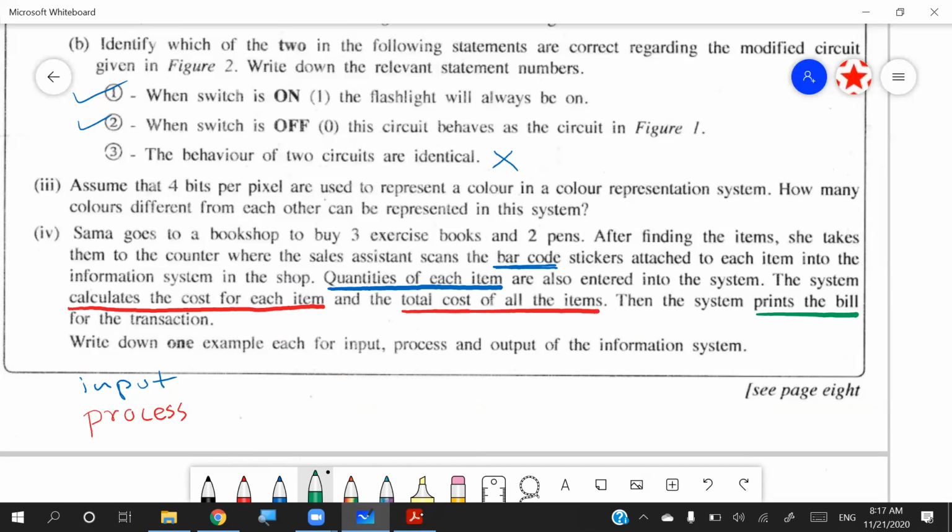So barcode, quantity of each item are going to be the inputs. Calculating the cost for each item and the total cost for all the items will be processors, and prints the bill is going to be your output.